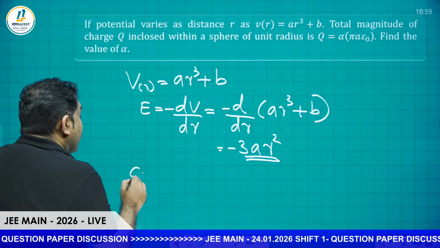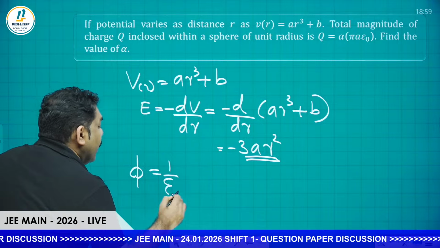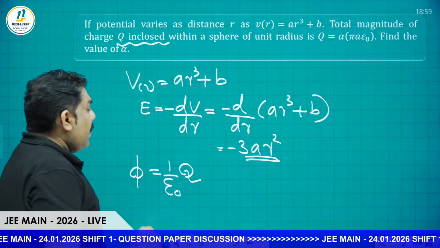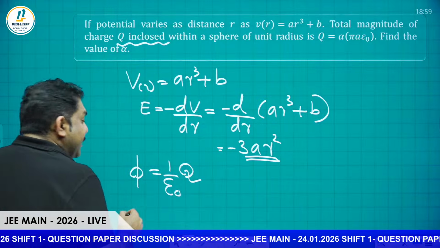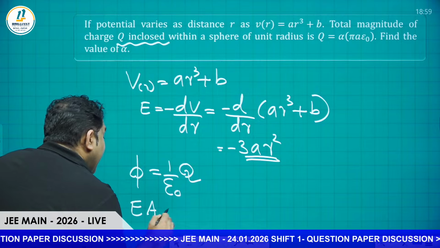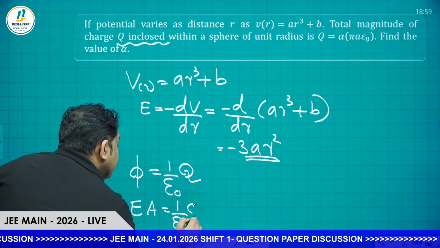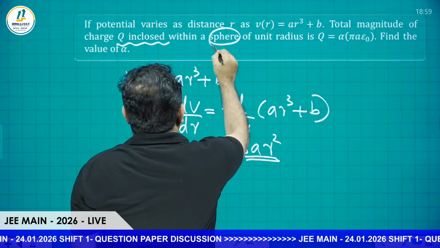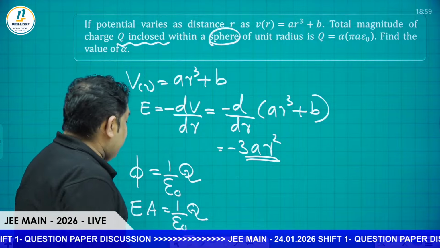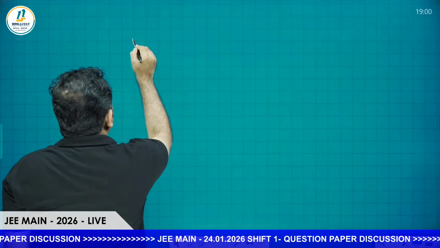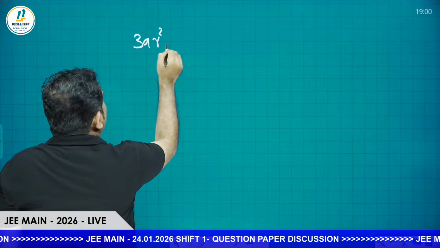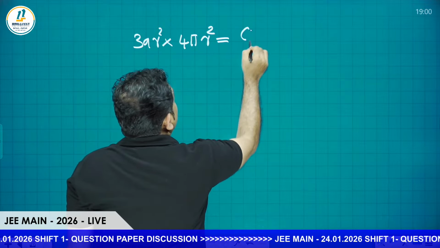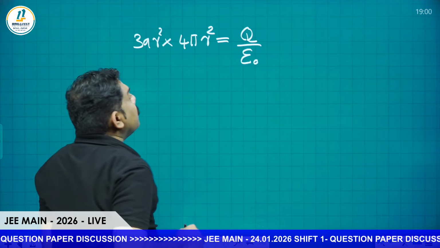Now we know total flux is equal to 1 by epsilon 0 into Q, because the charge enclosed is Q. How can we calculate the flux? Flux is equal to EA. So EA is equal to 1 by epsilon 0 into Q. Here it is a sphere, so area we know and electric field we already have. So we can write electric field 3 a r square and sphere area 4 pi r square is equal to Q by epsilon 0.